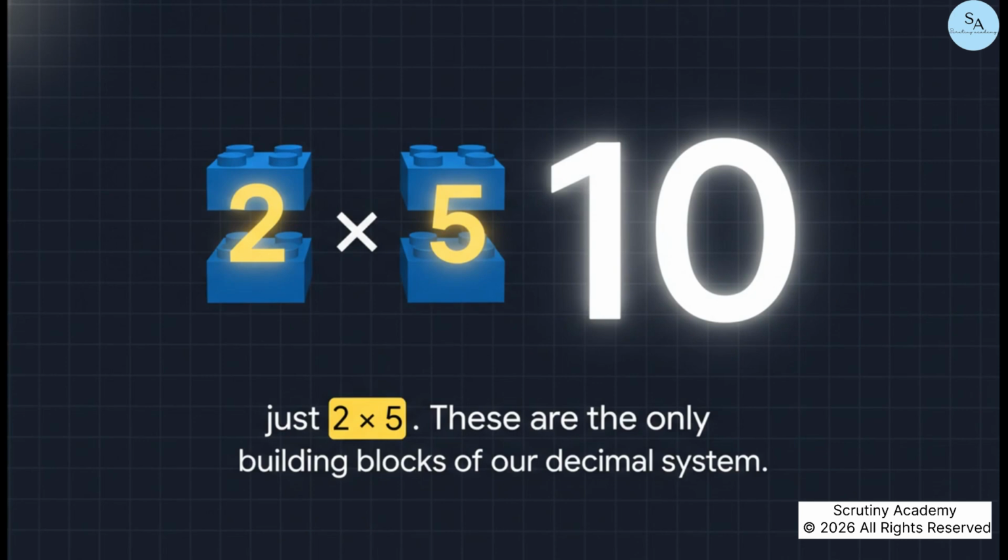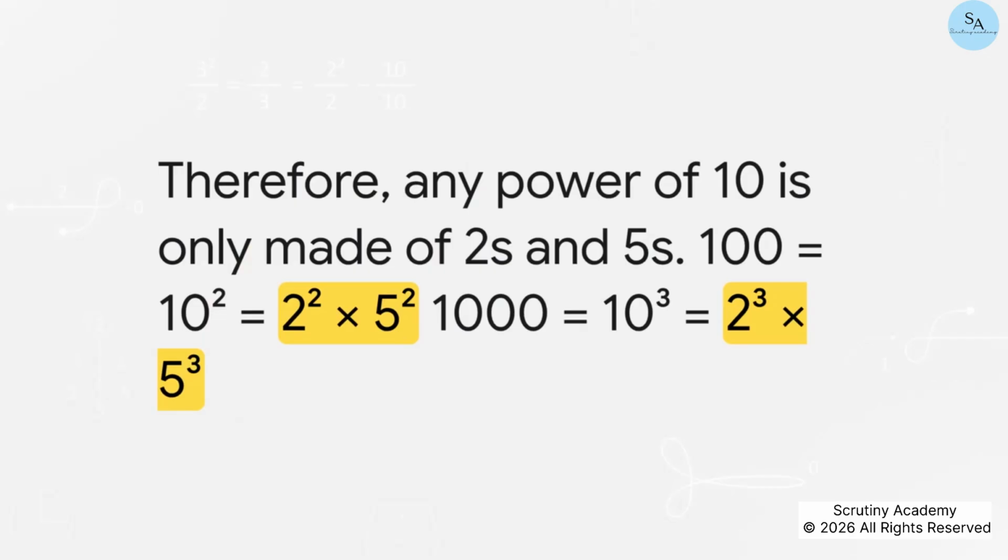And what are the prime factors of 10, the very number our decimal system is built on? It's just 1 two and 1 five. That's it. That's the entire secret. The only building blocks we have to create those powers of 10 in the denominator are 2s and 5s. And from there, it just follows perfectly.